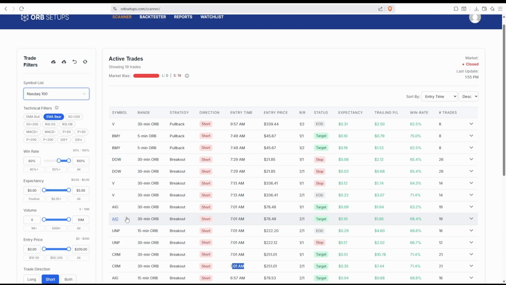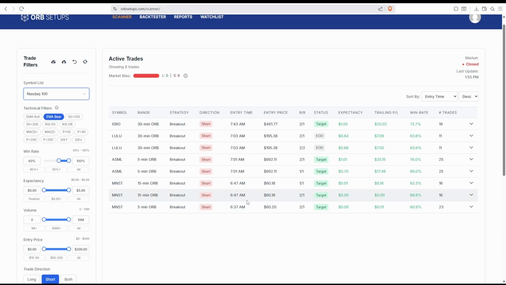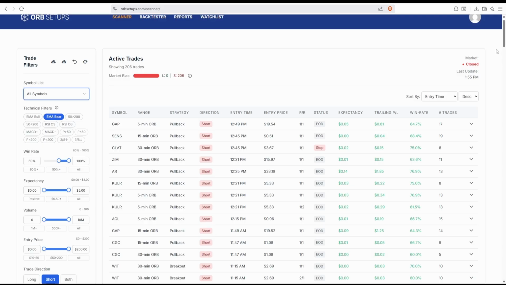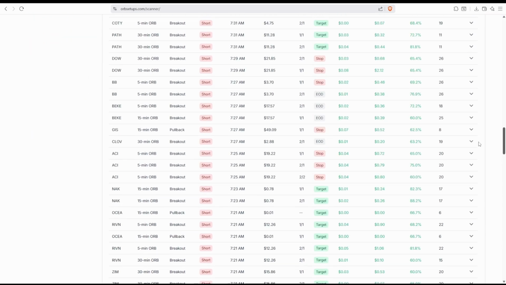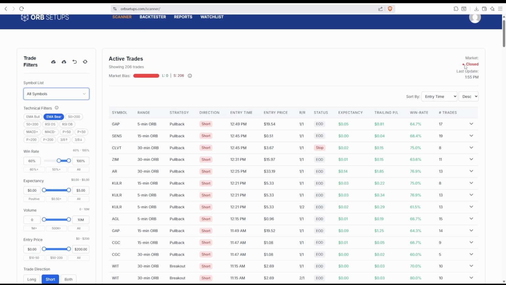If we switch this from the S&P 100 to the NASDAQ, you can see some more opportunities. Monster early on in the morning, then we had ASML, Lululemon, ISRG. If you look at all symbols, you'll find many, many more opportunities. And from here, you can pick and choose based off of the symbols you like.